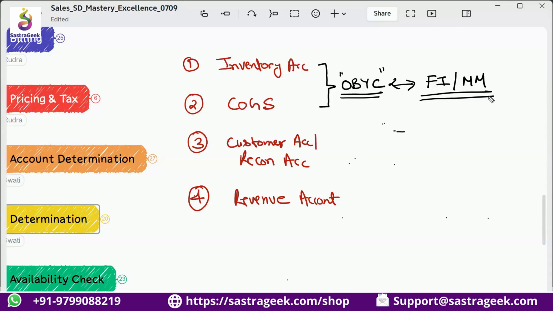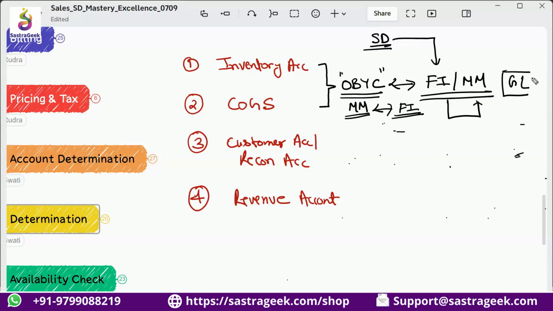So you need to reach out to your FI and MM. As an SD consultant, you need to reach out to FI, and the FI consultant can reach out to the MM consultant to check whether any corrections need to be made in the OBYC settings. OBYC settings are maintained by the MM consultant, but they maintain them with a strong integration with FI. Because finally, what is coming up? We are bringing the GL accounts, right? So which GL accounts need to hit at what time? That's the finance responsibility, general ledger accounts, right? That's a finance responsibility, so they need to take care of it.